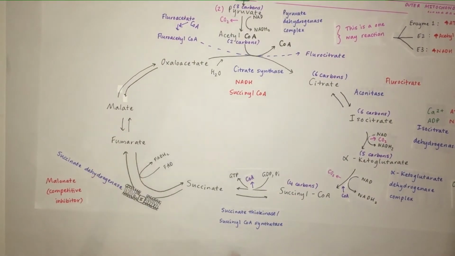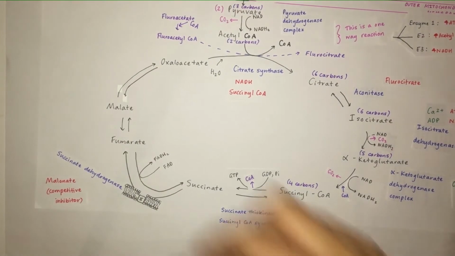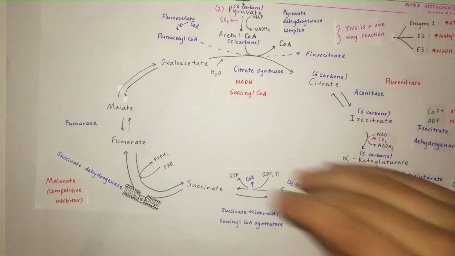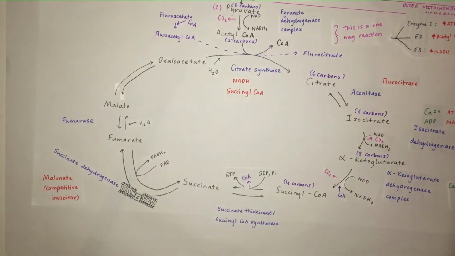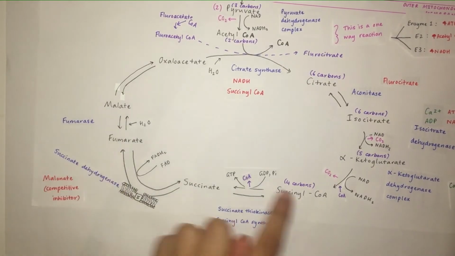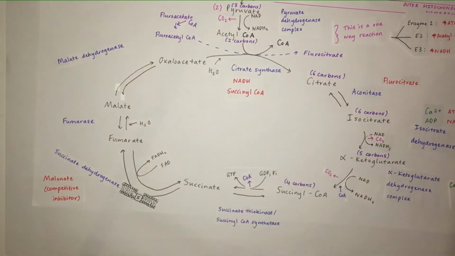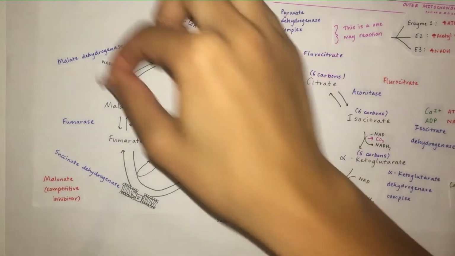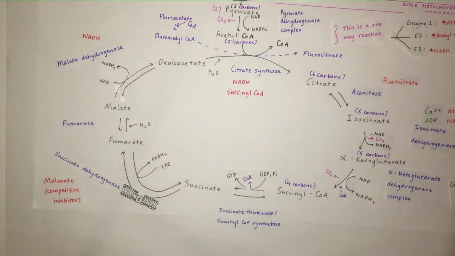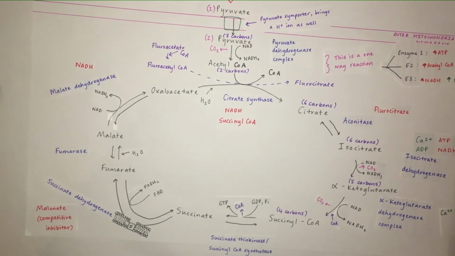Then from fumarate to malate, we have the enzyme fumarase. And in this reaction, water is added. And just keep in mind that from now on, all these substrates are 4 carbons. That's the length of their carbon chain. So then finally we have malate to oxaloacetate, and this enzyme is malate dehydrogenase. So we've got an NAD to an NADH, and this enzyme is inhibited by NADH. So that is the TCA cycle and how it's regulated and the important points.